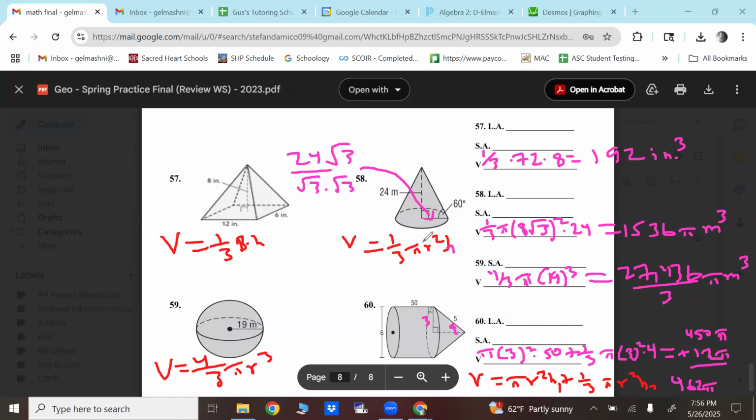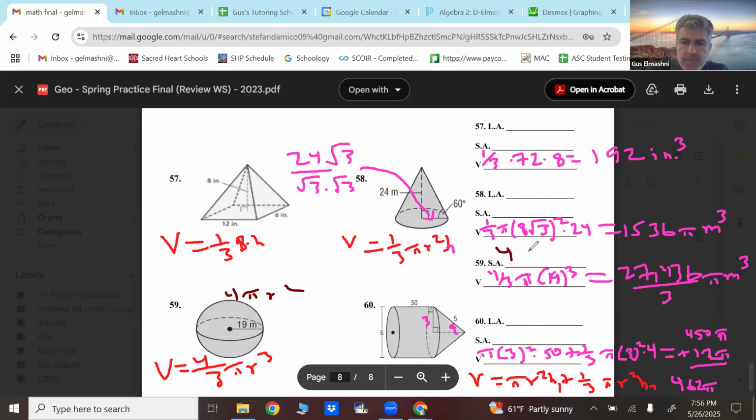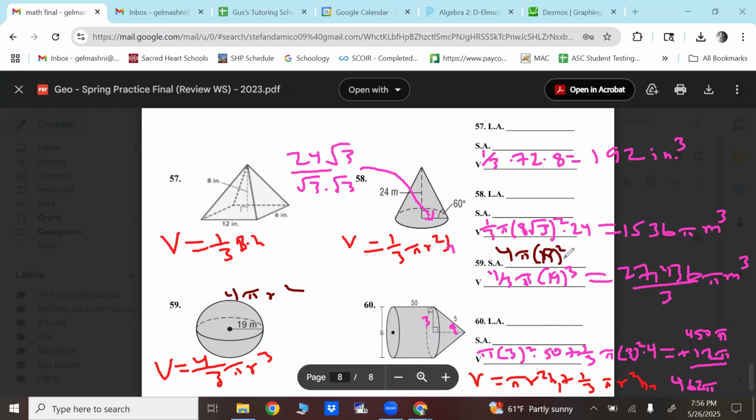Okay. Then to get the surface area of the sphere, that's 4 pi r squared. 1444 pi meters squared.